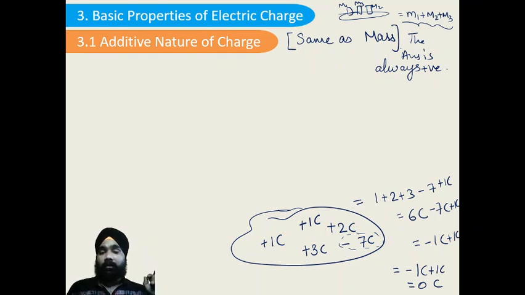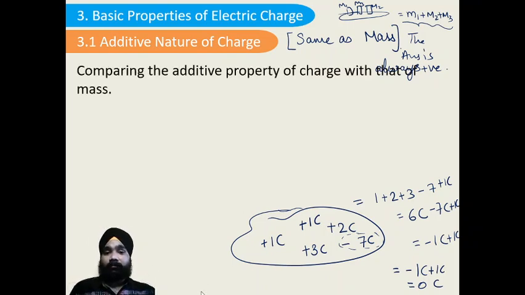So this is the difference between the addition of masses and the addition of charges. In the case of masses, if you add things, it will always increase. But in the case of charge, if there is a negative charge, then the answer will decrease. In masses, the total is always positive, but in the case of charge, the answer can be positive, negative, or zero. It depends on the total number of charges present.